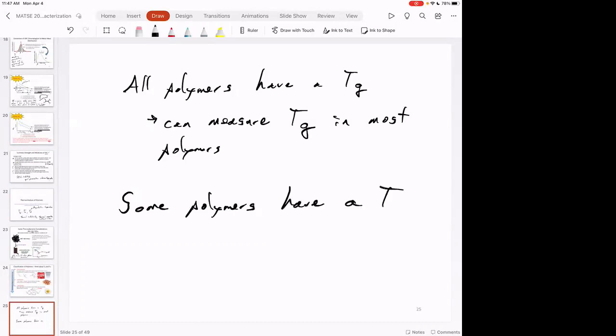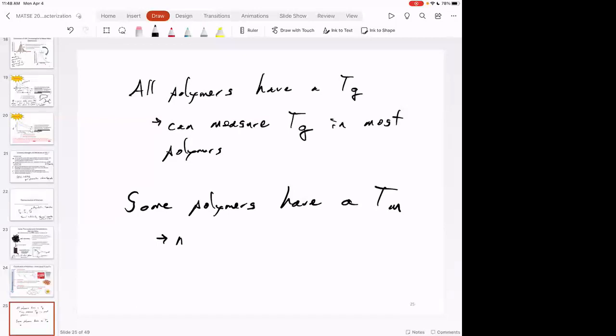Some polymers have a Tm. What's the requirement for the polymer to have a Tm? Tm is the crystal to liquid melting temperature, right? So when that semi-crystalline polymer melts, what's the requirement for a polymer to have a Tm in the first place? Linear? Nope. More general than that even. Nope. It has to be a semi-crystalline polymer in the first place. So not all polymers crystallize.